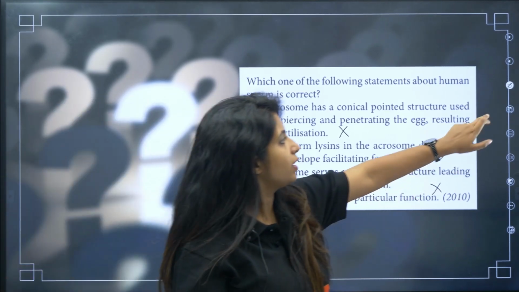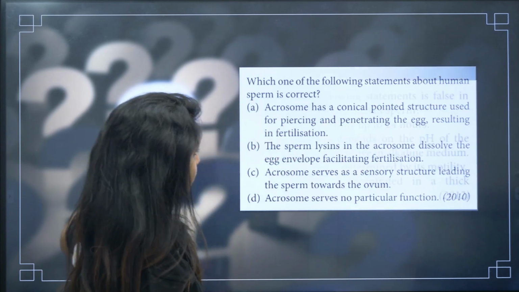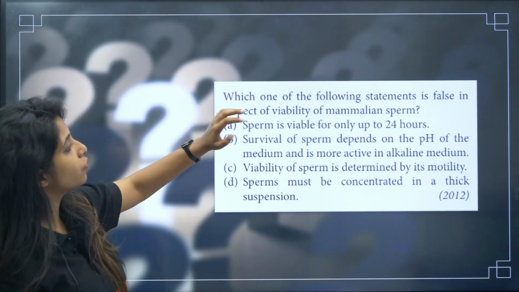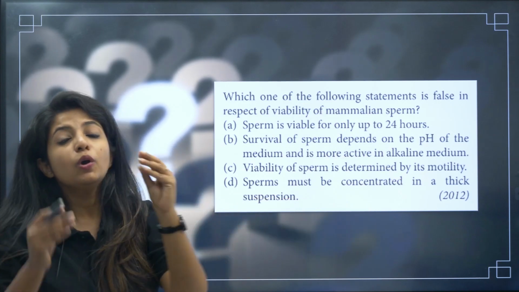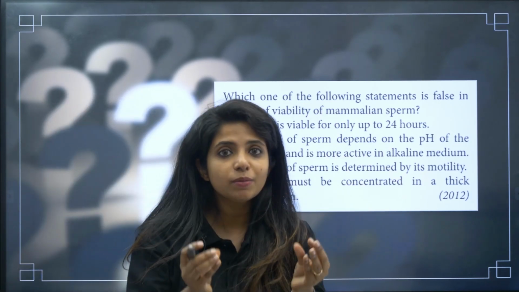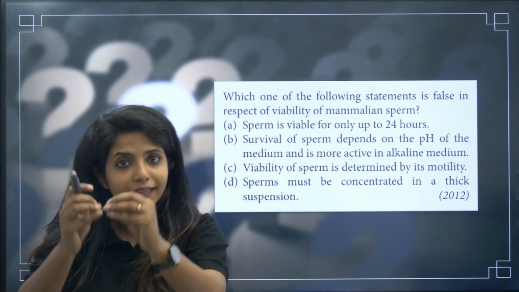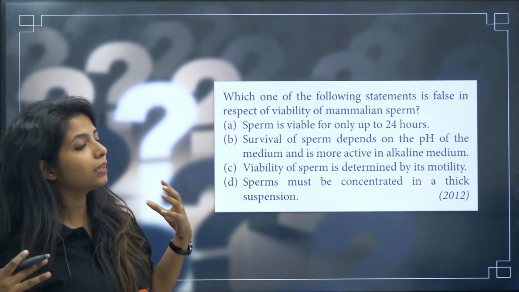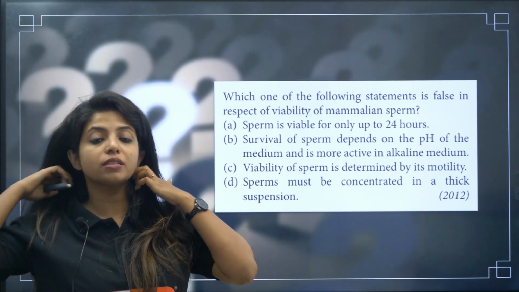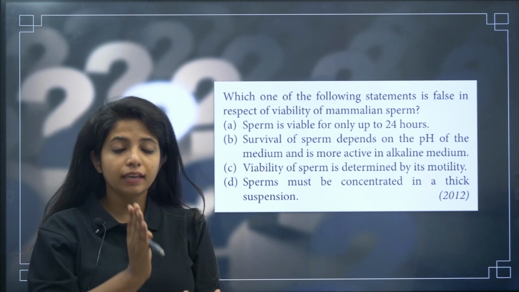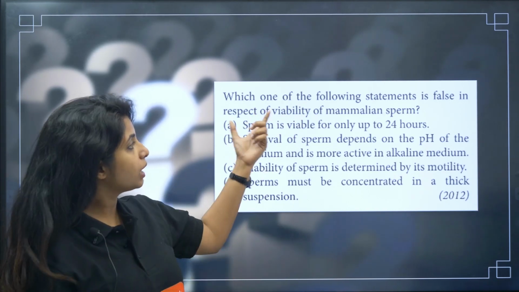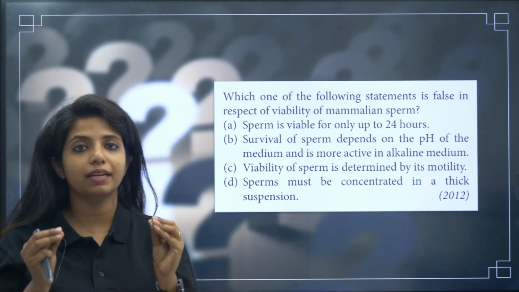Fine. Now we go ahead to the next question. Which one of the following statements is false in respect of viability of mammalian sperm? What do you mean by viability? Viability means the ability of the sperm to fertilize the egg. By reading this question, sometimes people think it is about how long the sperm could live inside the female reproductive tract. It's not like that. Viability means the ability of the sperm to fertilize the egg.